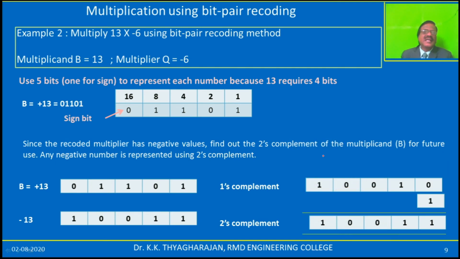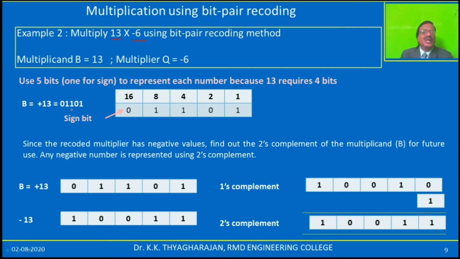This is the second example. Here the multiplicand is positive and the multiplier is negative, so use bit pair code for this. Multiplicand 13: first you convert this 13 to a binary number.